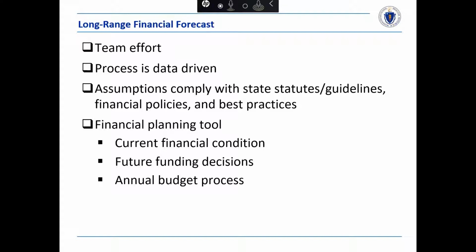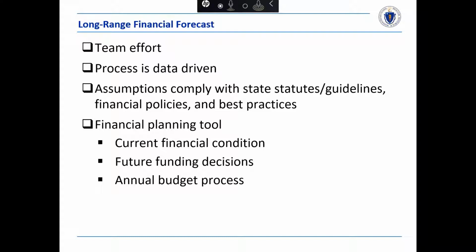By presenting various scenarios based on different assumptions, officials can evaluate the impact of budget choices. Upon the conclusion of a successful, balanced budget being adopted, the forecast is updated to reflect the community's actions, and monitoring and data trends continue.